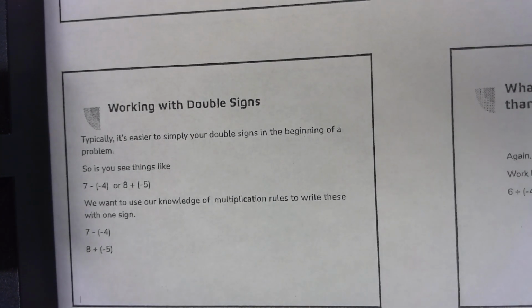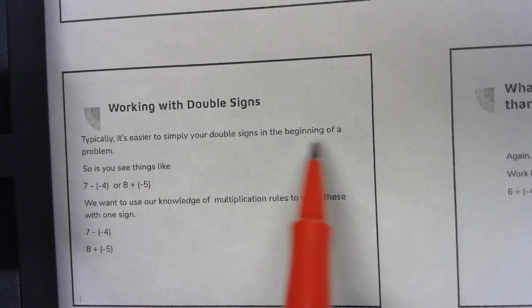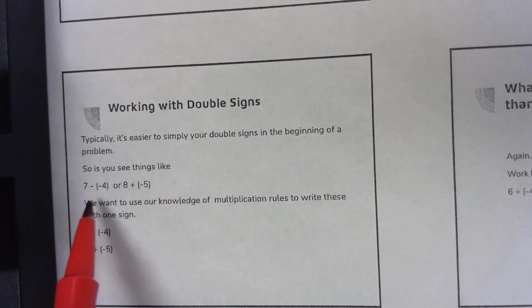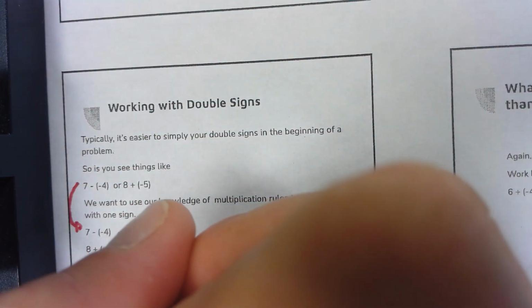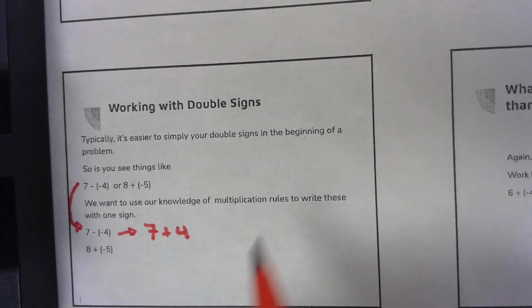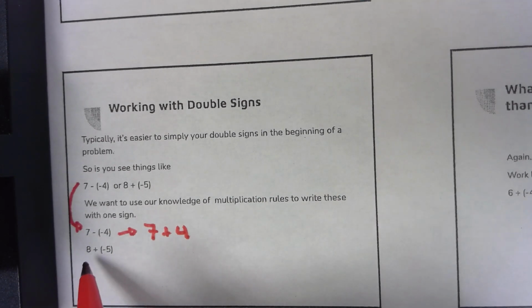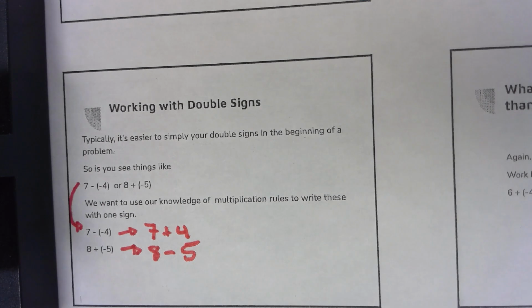Okay, working with double signs. We've kind of seen these in some of the notes already. I've touched on these, but let's just explicitly go over it. Typically, it's easier to simplify your double signs in the beginning of a problem. If you see something like 7 minus negative 4 or 8 plus negative 5, really narrowing down, are we actually adding or subtracting? So 7 minus negative 4, that really means 7 plus 4. Those two negatives come together, form an addition sign. 8 plus negative 5. Okay, since we have one negative there, that negative kind of takes over, and so this is really 8 minus 5. That's really subtraction.